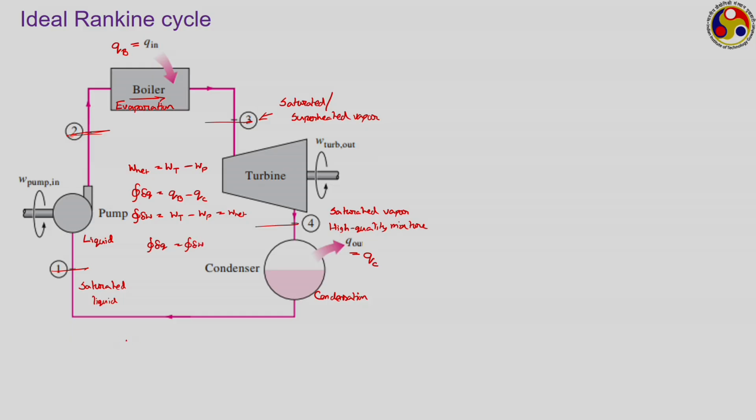So, if we want to calculate the efficiency for this cycle, then the thermal efficiency should be equal to the net work output divided by the amount of heat given to the boiler. We can write this either as 1 minus Q C upon Q B, or as W T minus W P upon Q B, whichever is comfortable to us.